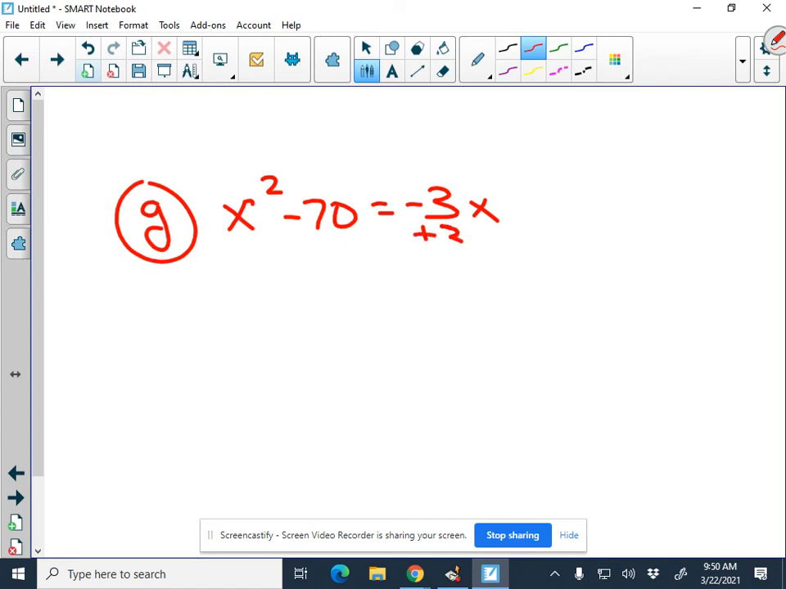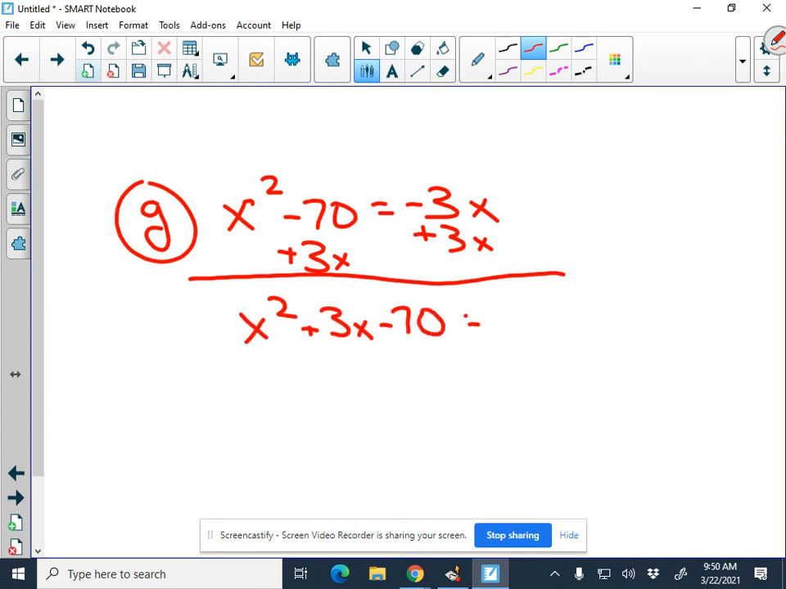I'm going to move the 3x. Why am I moving the 3x? This one's already positive over here. x squared plus 3x minus 70 equals 0. None of them are the same. None of them are like terms. So we can't put any of them together.